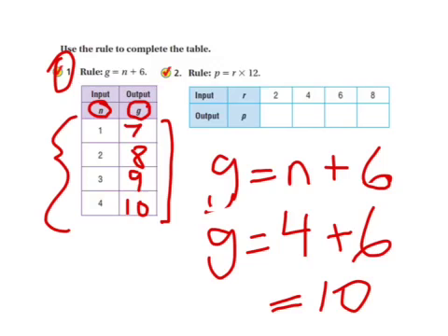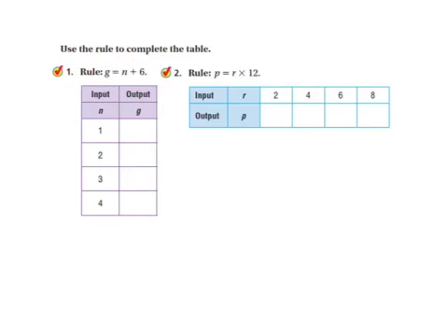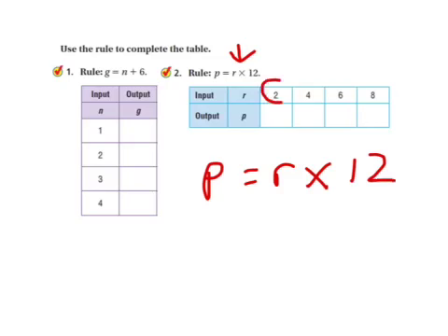Now this was what we call an additive function because you add. There's an addition sign. Now let's look at a multiplicative one. And by the name, you can probably guess it means multiply. So we have P equals R times 12. Notice that our input is labeled as R. That means we replace R with these numbers that are next to R to find our output, which is P.